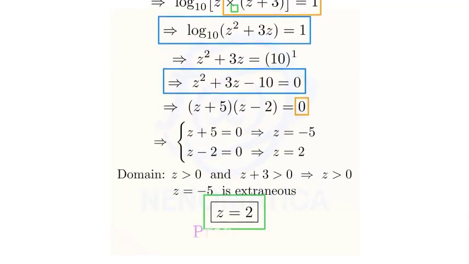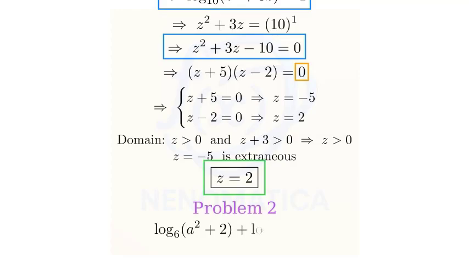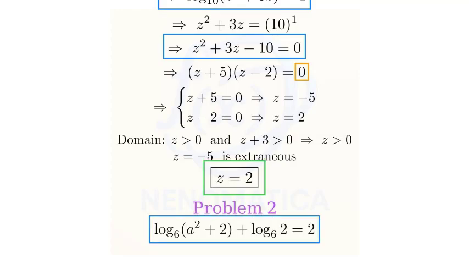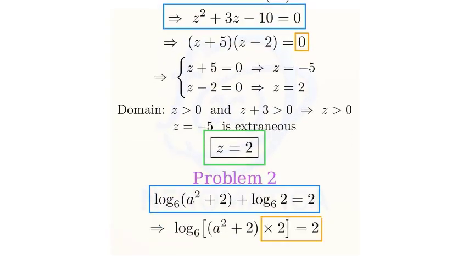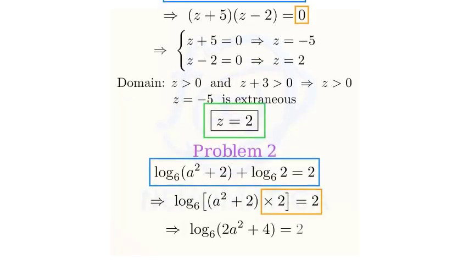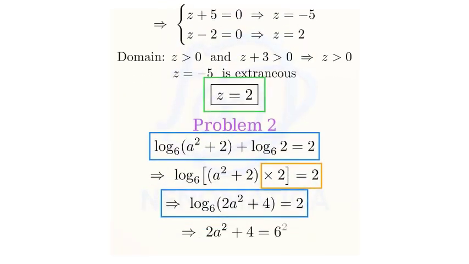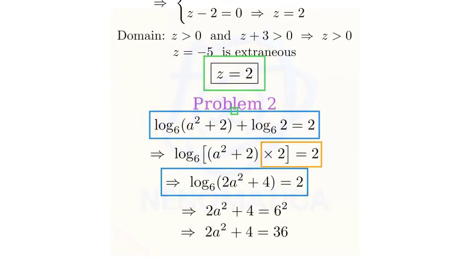Problem 2. Solve the equation. Log base 6 of a squared plus 2 plus log base 6 of 2 equals 2. Step 1. Combine the logarithms using the product rule. Step 2. Distribute the 2 to get 2 a squared plus 4. Step 3. Convert to exponential form. Step 4. 6 squared equals 36.